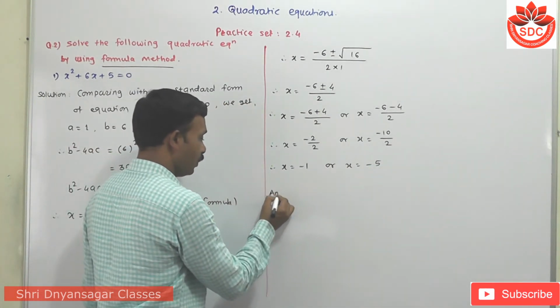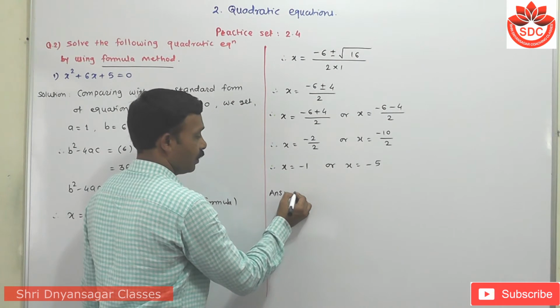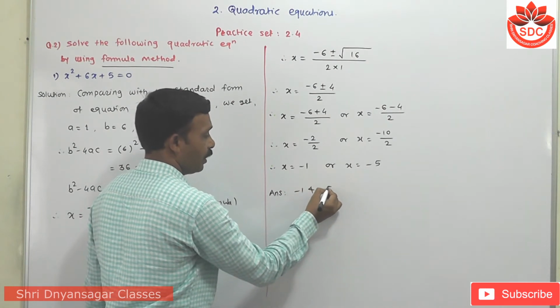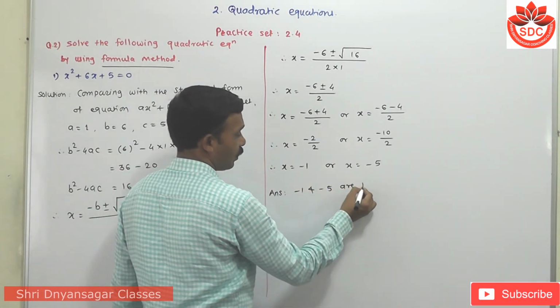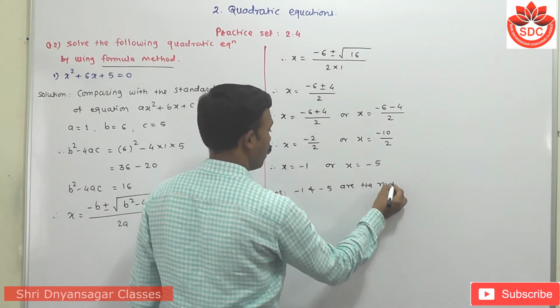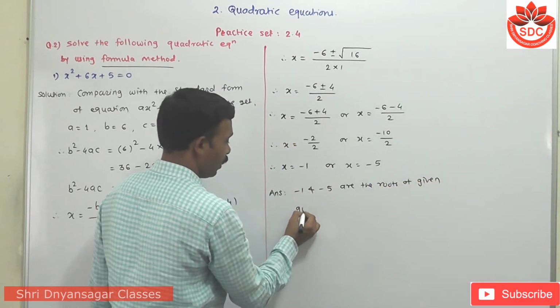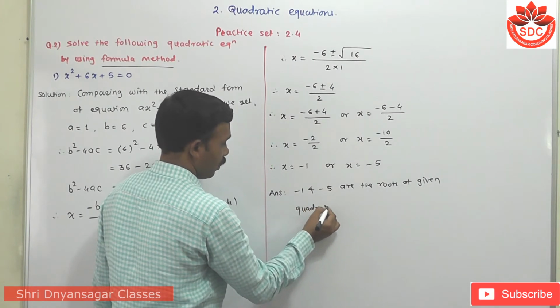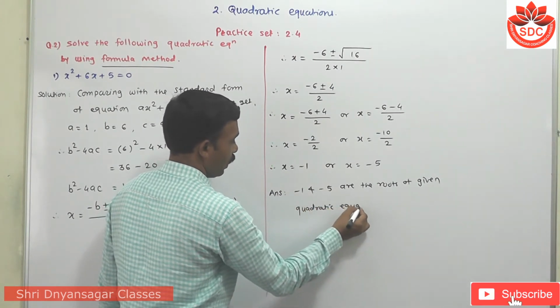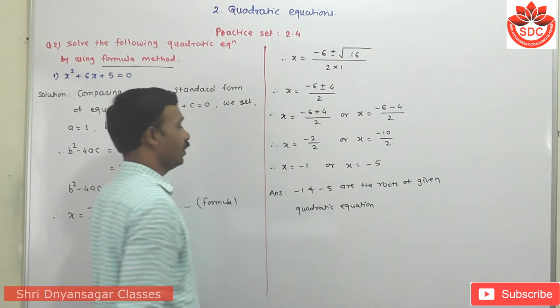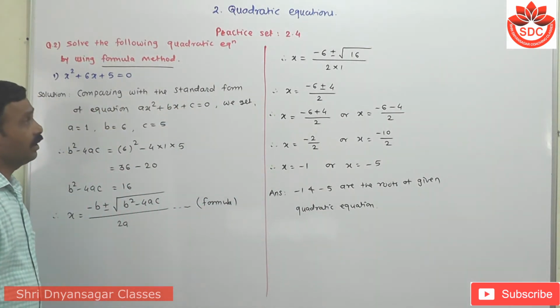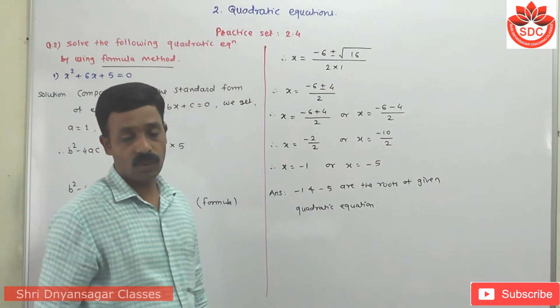Therefore the answer in full sentence: x is equal to minus 1 and minus 5 are the roots of the given quadratic equation. Can you understand this first question? Okay. Then we take the next question.